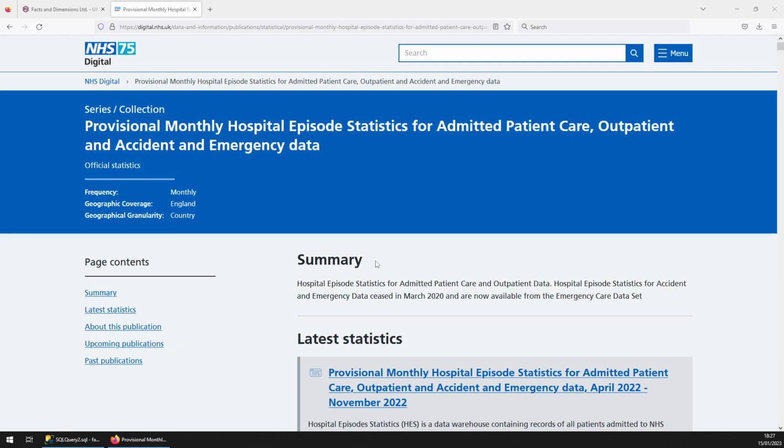We're very fortunate in the NHS, in the whole world, in that we actually have a nationally mandated data set for our inpatient and outpatient data and A&E data. We do other ones as well, but this is the one that goes back the furthest.